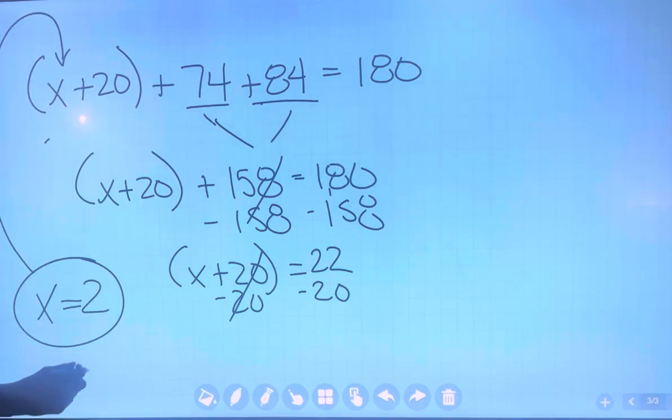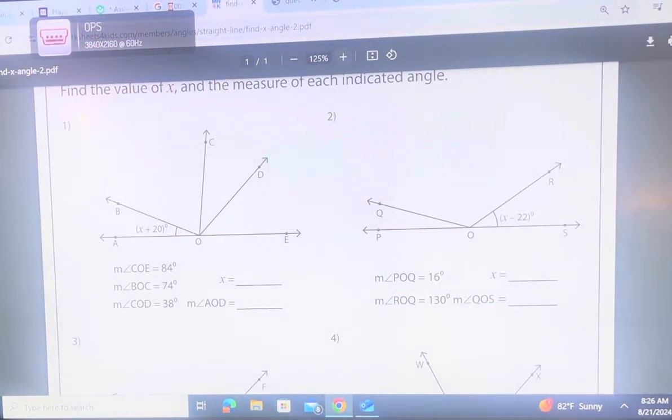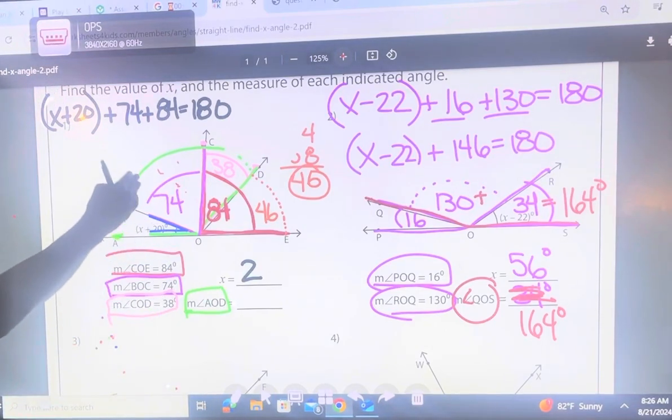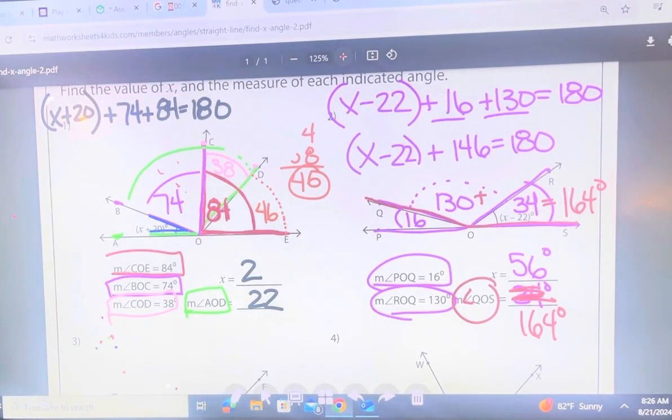You're right, I just had to get to it. And then 142. No, this should be 22. Oh, the other one. And then that's how we get our x is 2, making angle AOD 142. 22. Oh, 22. Yeah. Fix it now on your paper. That's why we do it, so you can fix it.